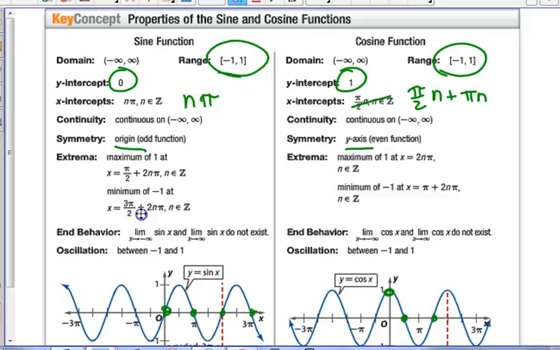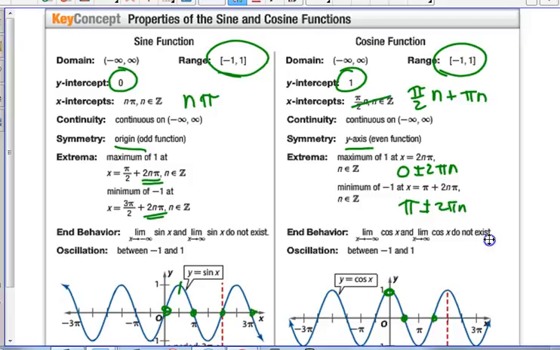You don't have to know this, but again, the maximums occur at pi over 2 and every cycle after that, so every period after that, or 2 pi. The minimums occur at 3 pi over 2 and every 2 pi after that. But on this one, the maximums occur at 0 and every 2 pi after that. And the minimums occur at pi and every 2 pi after that.